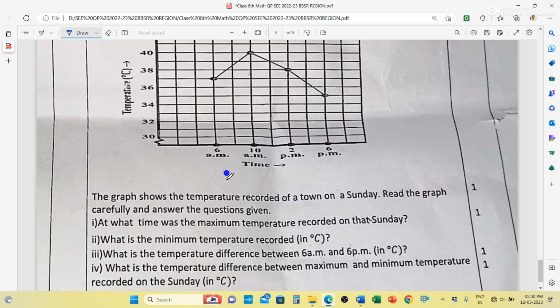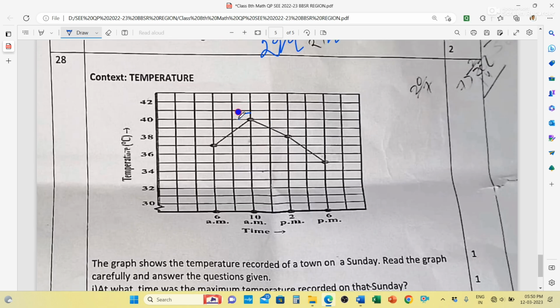Then temperature. You can see here the graph. Okay, the graph shows the temperature recorded in a town on a Sunday. Read the graph carefully and answer the questions given. At what time was the maximum temperature recorded on that Sunday? The maximum temperature was recorded at 10 a.m.